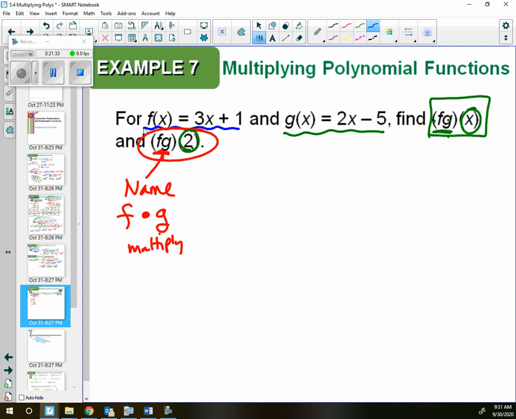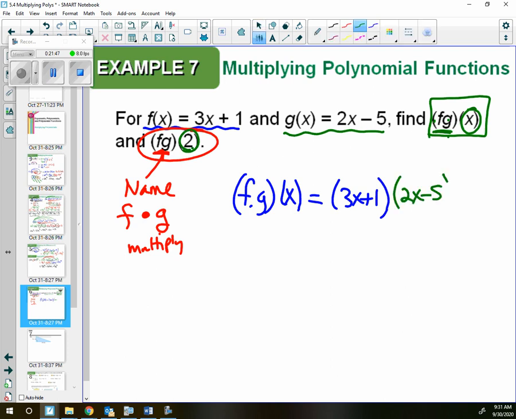All right, so f times g of x. Remember, that again means multiplication. It means, hey, I'm going to take the 3x plus 1, which is my f of x, and I'm going to multiply it times my 2x minus 5, which is the g of x. So that's all it means. It's the same question as what we were doing before, and we just do FOIL because it's two binomials. So let's go ahead and figure out what that would be. Go ahead and pause the video, do your multiplication, do FOIL, and then check back in.